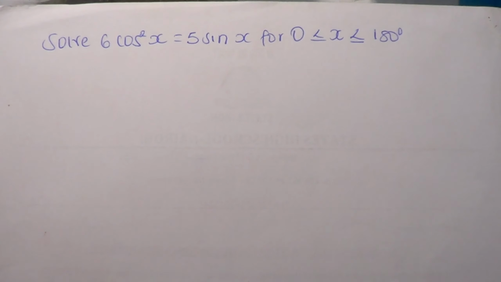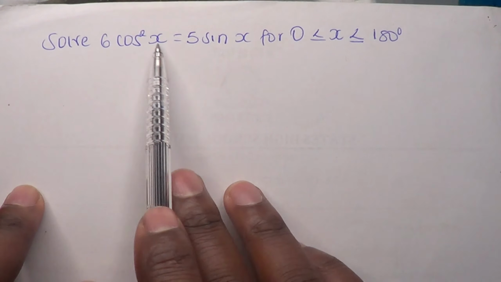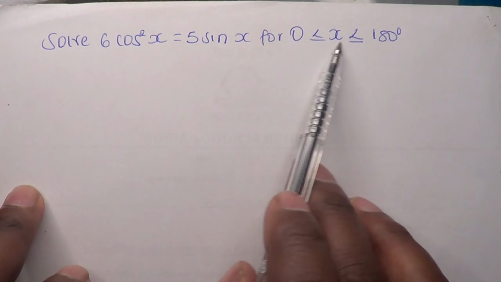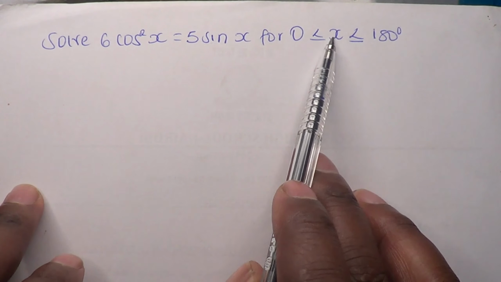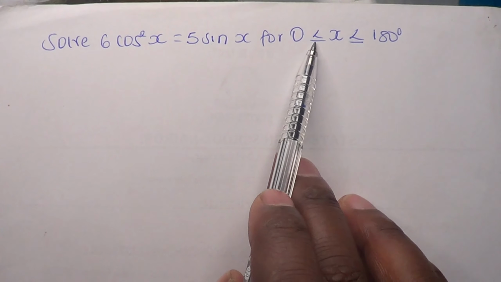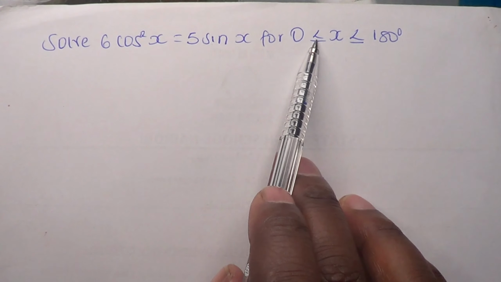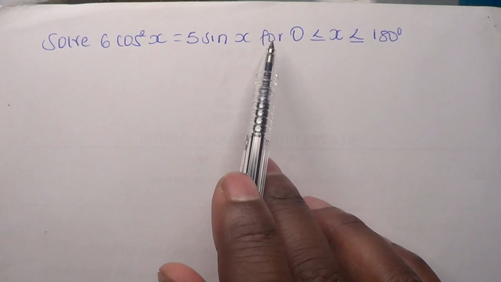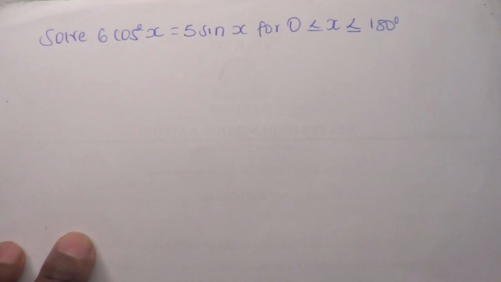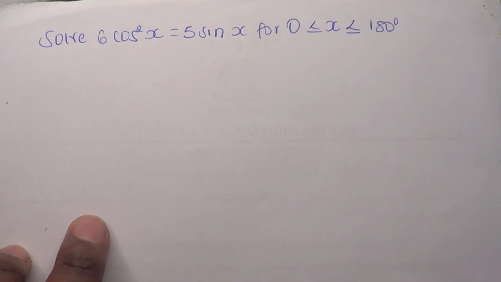Yes, look at this question. We are being told to solve 6cos²x = 5 sin x, for x between 0 and 180 degrees. So look at this question here. We are being told to solve 6cos²x = 5 sin x.